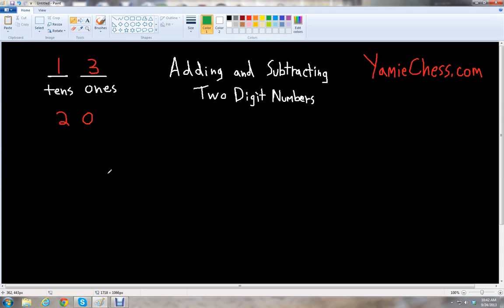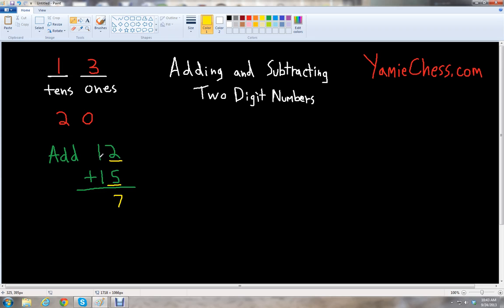Okay, let's look at an example. And say we're going to add 12 plus 15. So the first thing that we're going to do is we're going to look in the ones place for each of the two numbers, 12 and 15. And we're just going to add those together. So we get 2 plus 5 is 7.